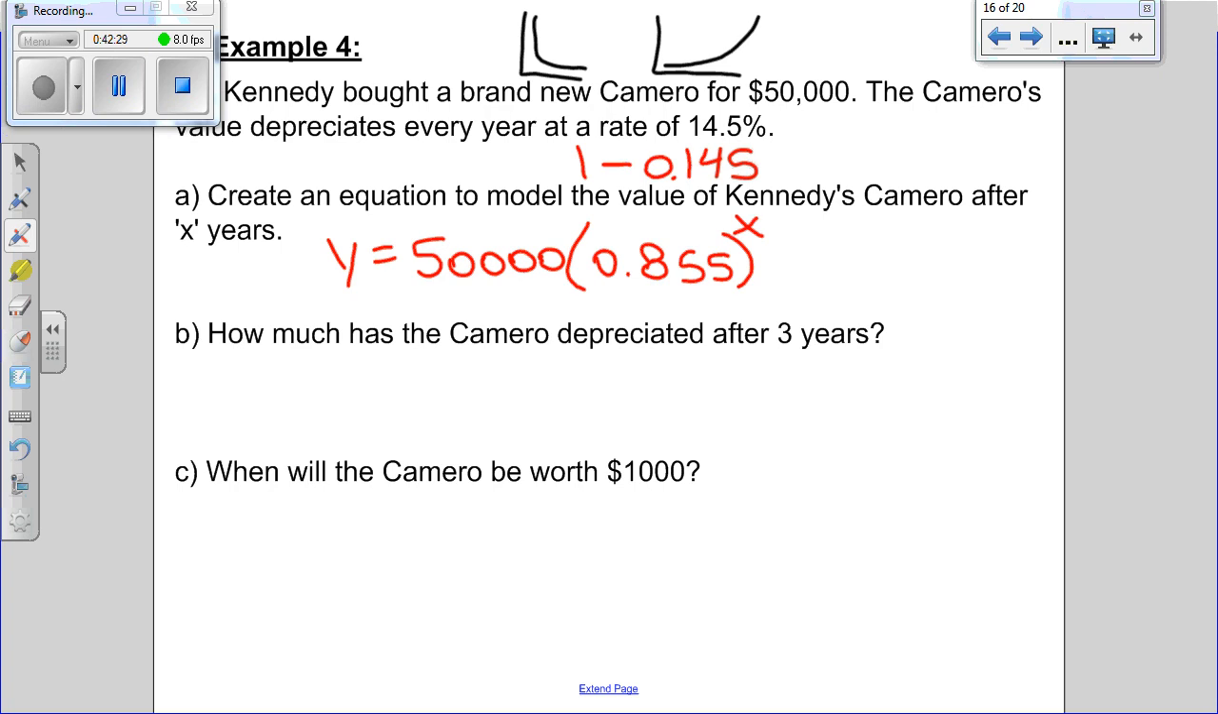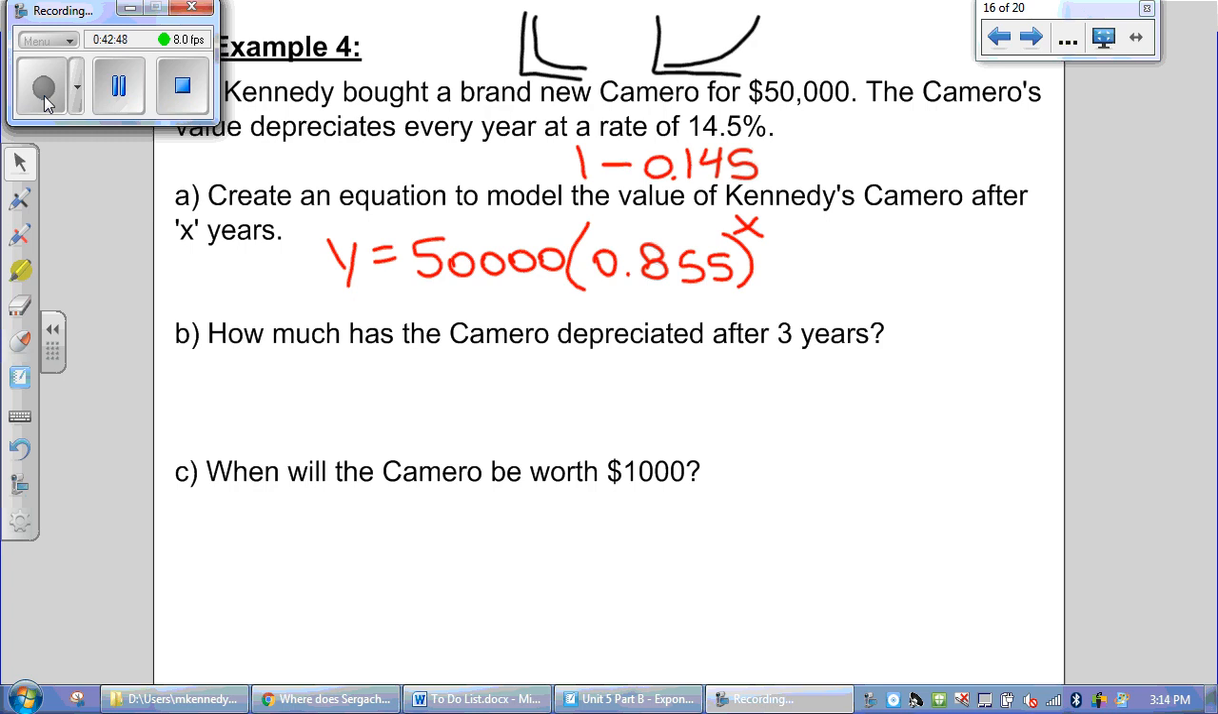Question B and C, I want you to try to answer on your own. For 3 years, I know the bell's going to go, just give me 1 second. After 3 years, it should have gone to 31,251. So you can see how fast the car depreciates. It loses its value quickly.